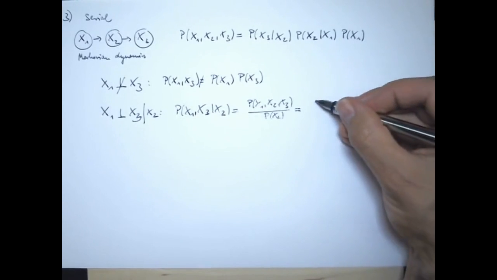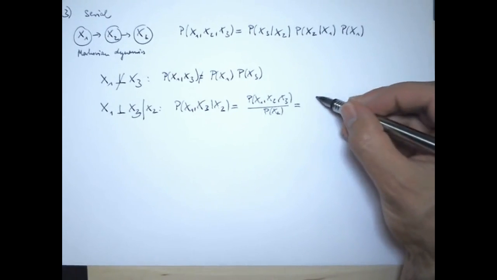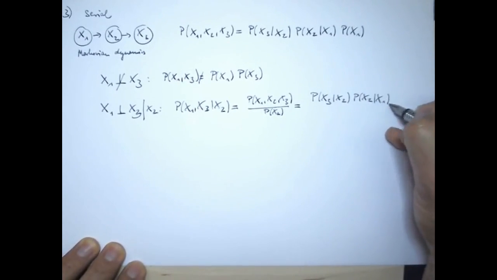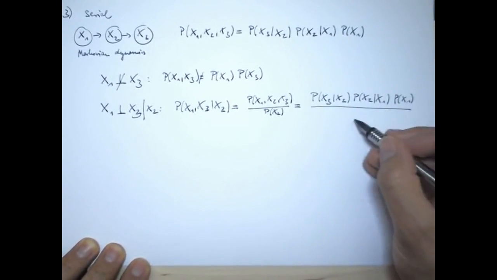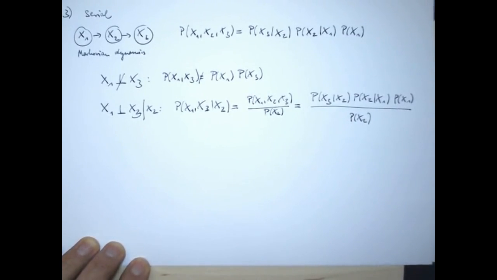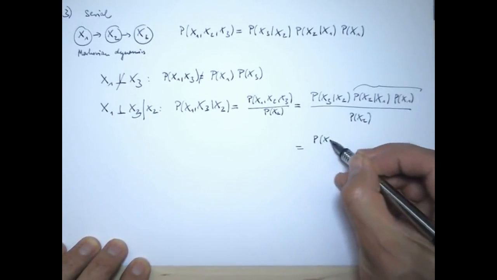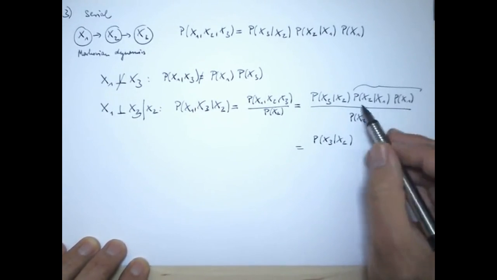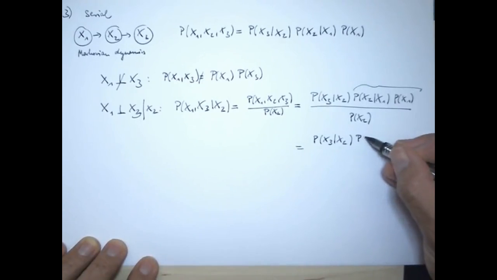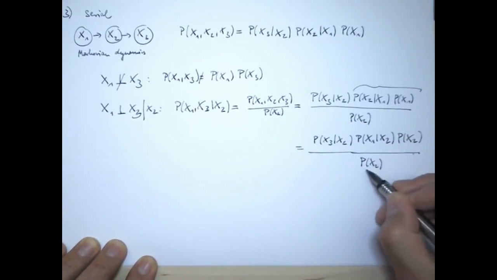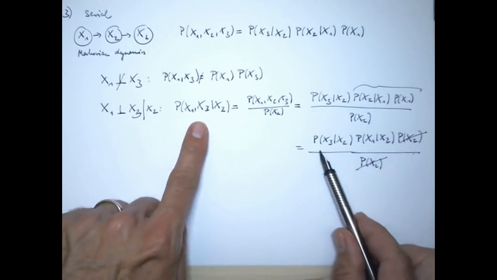So I'm inserting the same trick as before. I'm inserting the definition here. I cannot cancel anything yet. However, I can rewrite this part as follows. This is the joint probability of x1 and x2, and I can factorize it the other way around. I can say this is probability of x1 given x2 times p of x2, which now cancels. And what's left is just the definition of conditional independence.